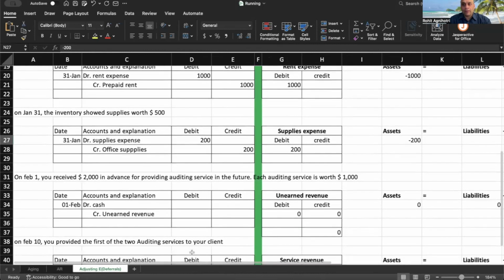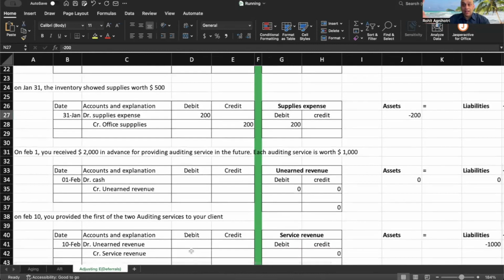Now, in these examples, you had paid cash in advance for an asset. Okay. So you paid cash in advance of rent and you made your prepaid rent asset. And you had purchased supplies, which is our asset. So you paid in advance early on.